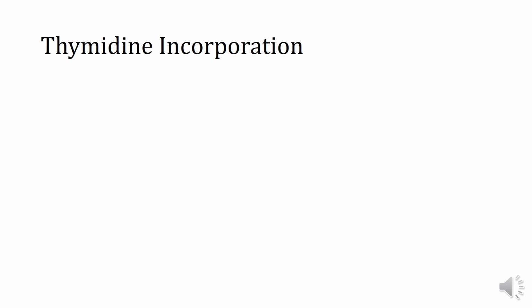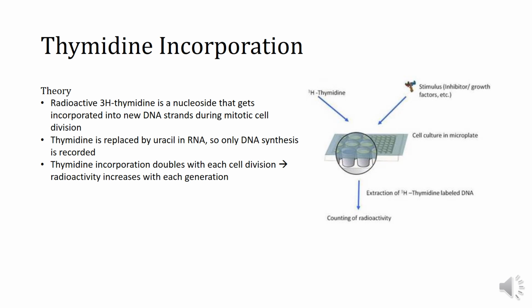As an alternative to CFSE, thymidine incorporation is an effective method to evaluate T-cell proliferation. In thymidine incorporation, radioactive 3H thymidine nucleosides are incorporated into the cell solution with the T cells, so that as the T cells proliferate, they use the thymidine nucleosides in their DNA. With each subsequent generation, the radioactivity increases because the number of radioactive thymidine nucleosides in their DNA has increased. The thymidine is replaced by uracil in RNA, so only DNA synthesis is recorded. No RNA for any cellular processes is included.